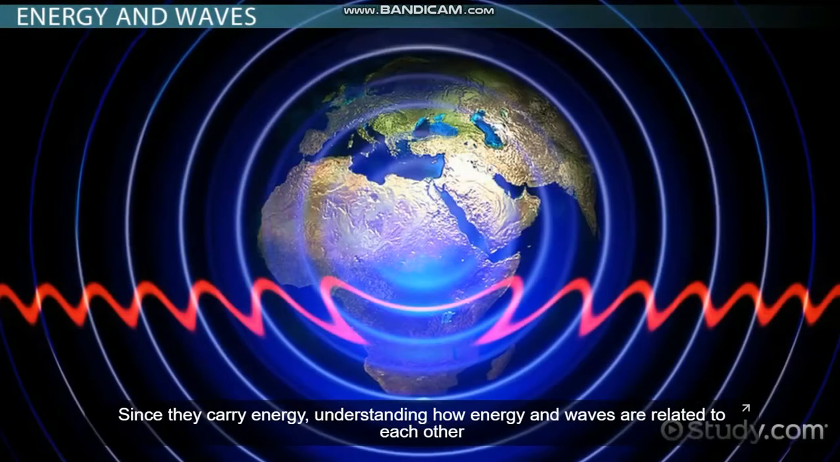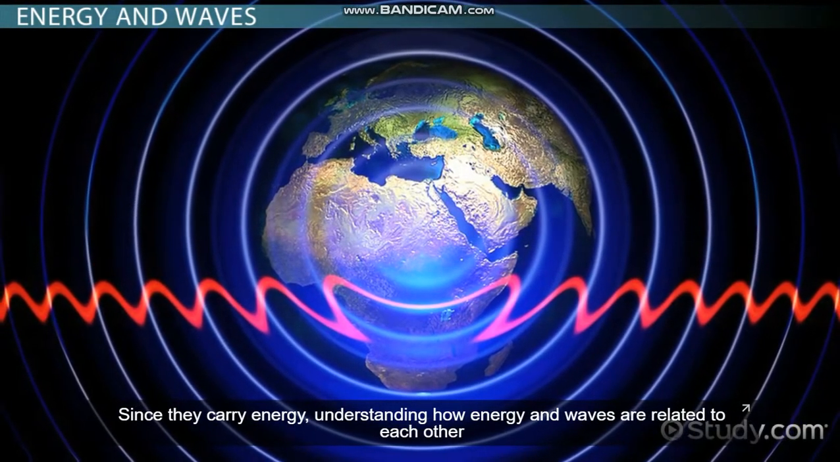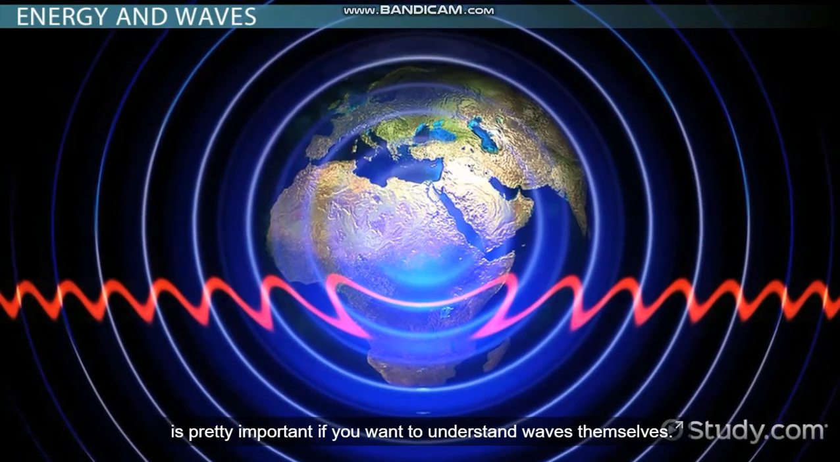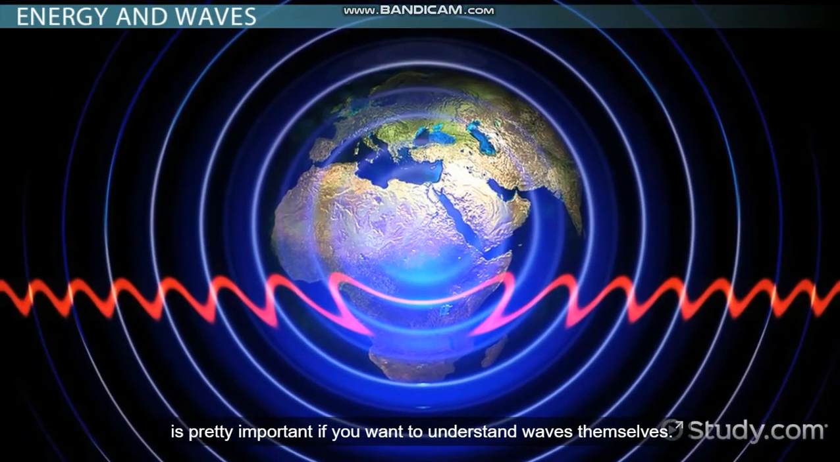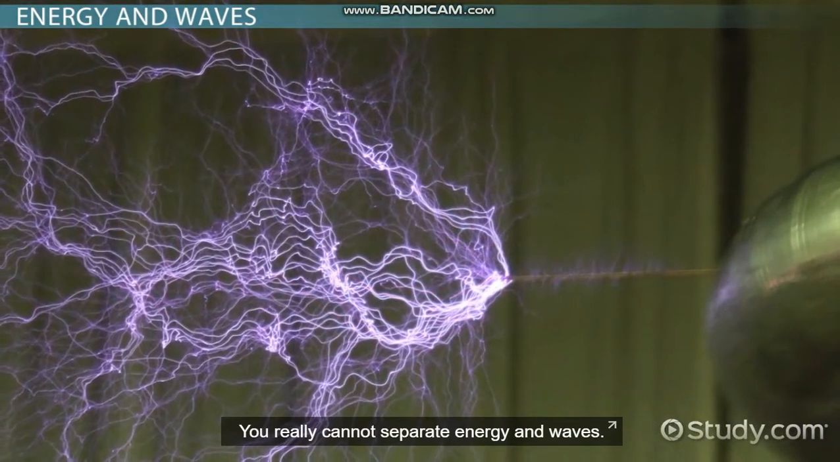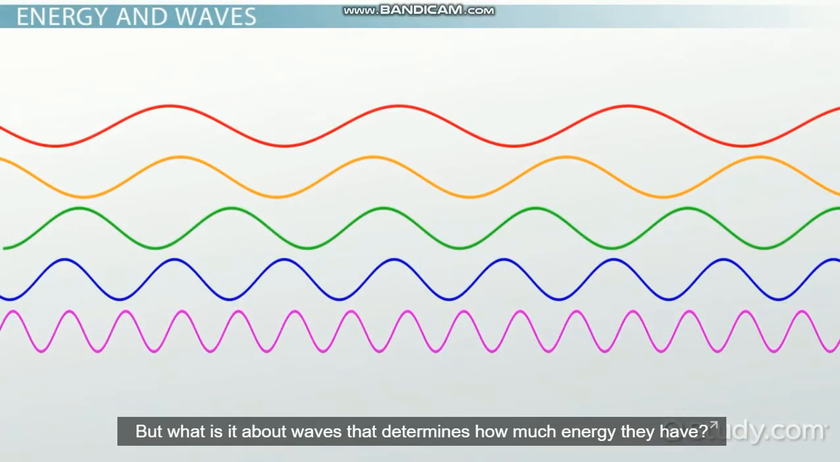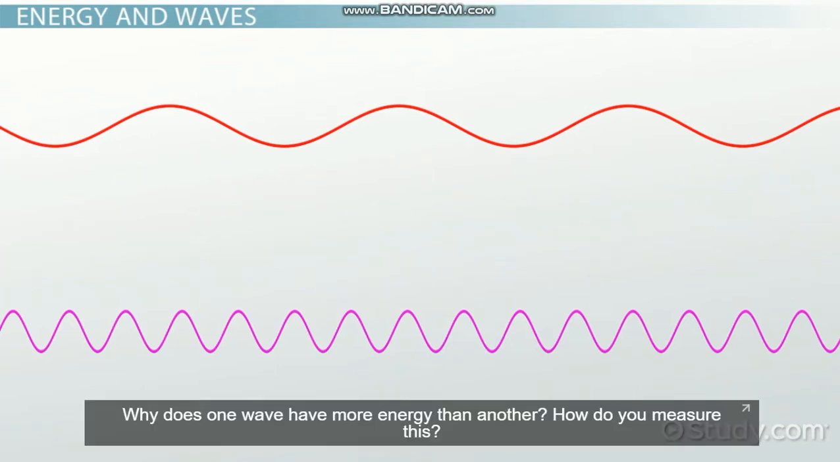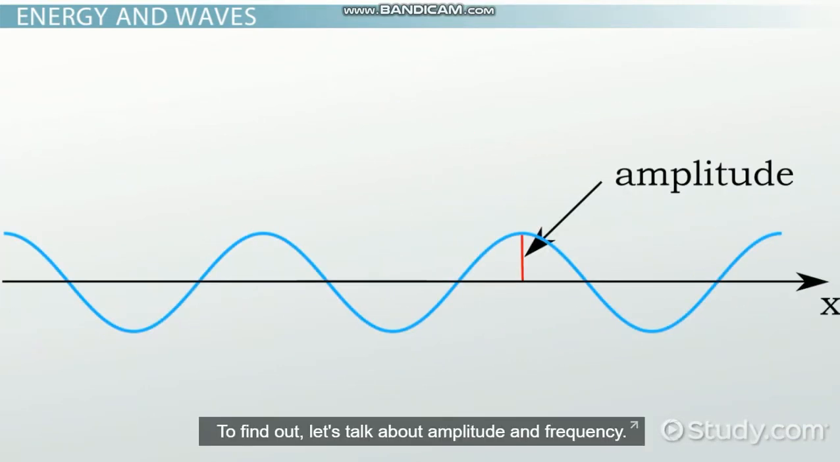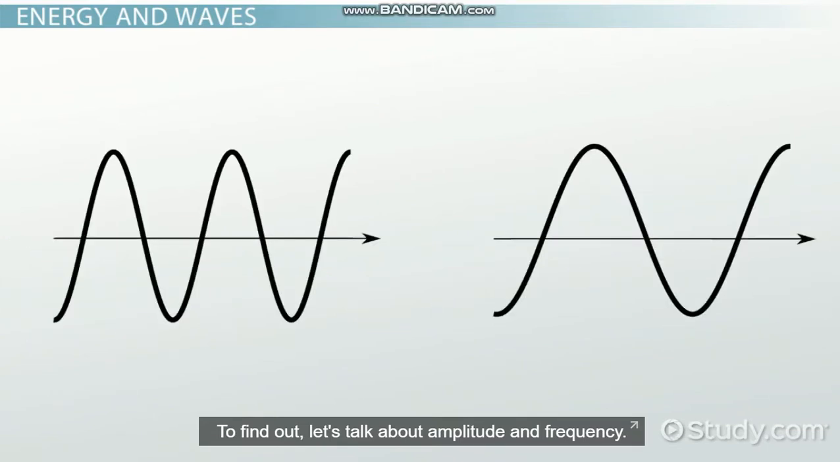Since they carry energy, understanding how energy and waves are related to each other is pretty important if you want to understand waves themselves. You really cannot separate energy and waves. But what is it about waves that determines how much energy they have? Why does one wave have more energy than another? How do you measure this? To find out, let's talk about amplitude and frequency.